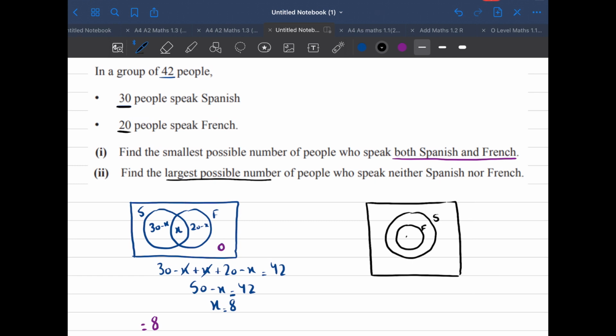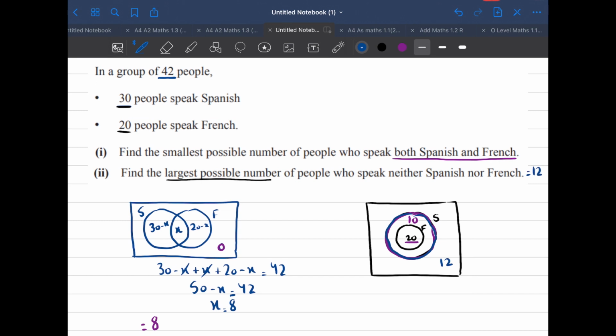So how many people does French have? 20. Spanish has total 30. This means that this entire region should be 30, and 20 people are already there, so that means 10 more people will come. So overall Spanish is now what? 30. In total, how many people were there in the question? 42. And 30 are involved in Spanish. So how many will come outside, guys? 12. Do you get this? Here the question is asking greatest value of people who speak neither Spanish nor French. So my answer will be what?